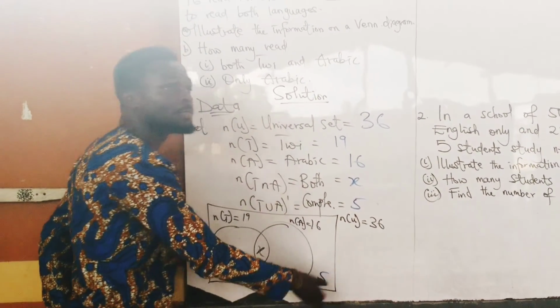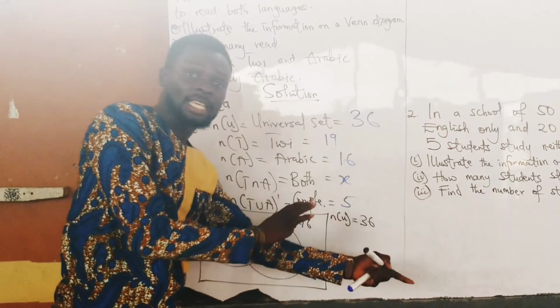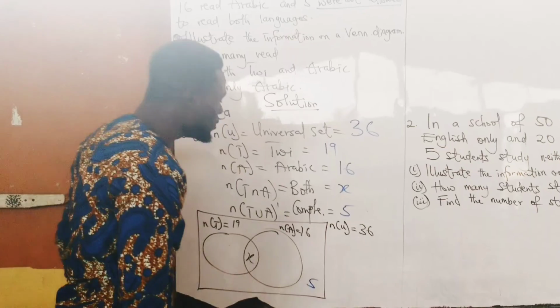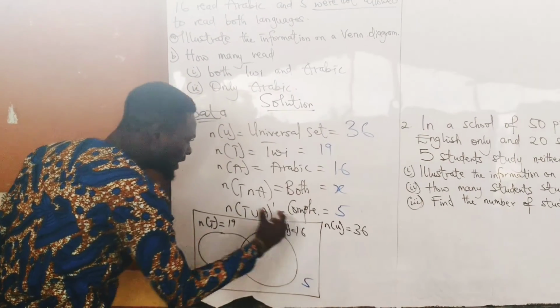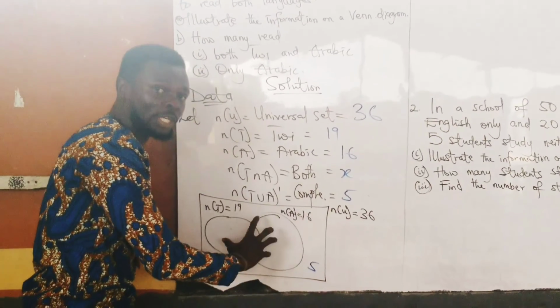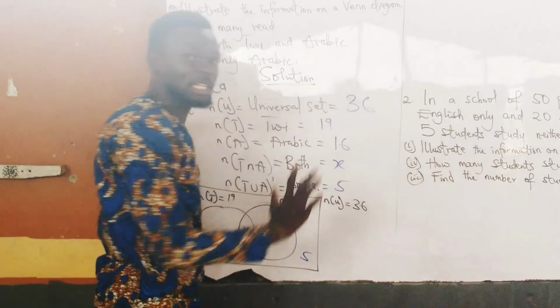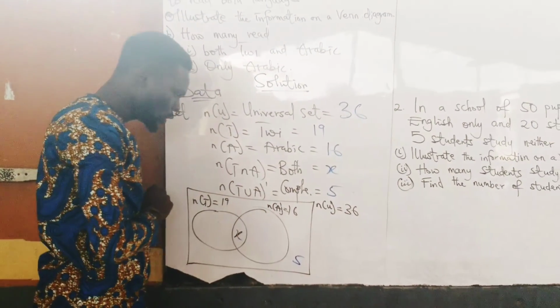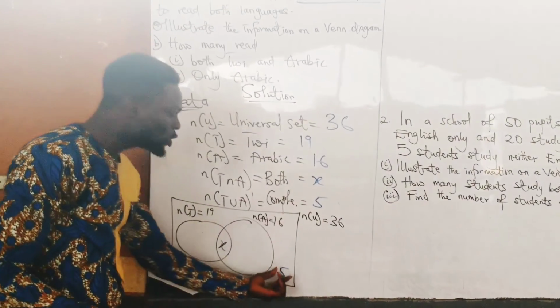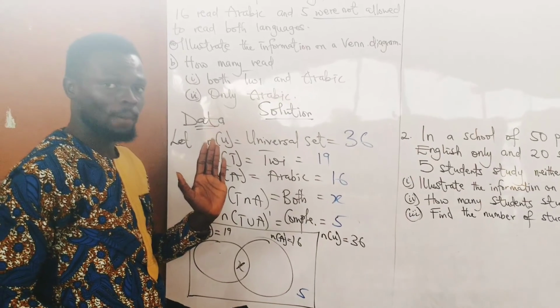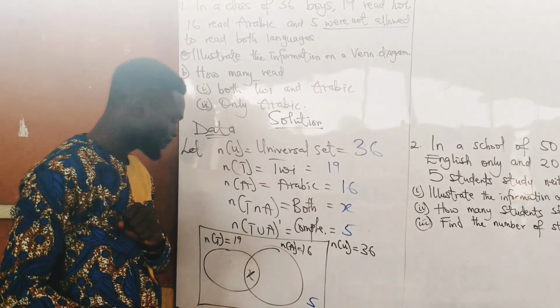But these 5 do not belong to T, nor belong to A, but it is in the universal set. And we were told that everything in terms of the region in this rectangle, their sum gives you the universal set. Good. So now that I know where to position my complement, I am good to go. What do we have next?